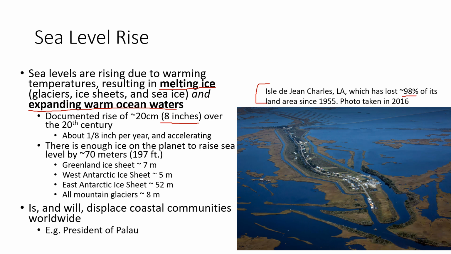If all this ice that we're talking about melts, we could see an increase of 70 meters, which is 197 feet. Now, that's not going to happen for thousands of years. It's going to take thousands of years for all of the Antarctic ice sheet to melt. But just to give you an idea, the Greenland ice sheet alone contains about 7 meters of sea level rise, the West Antarctic ice sheet about 5 meters, the East Antarctic ice sheet 52 meters. This is where the majority of the ice in the world is, and that's where most of the fresh water in the world is. And then if we have all the mountain glaciers that melt, that's about 8 meters of sea level rise. All right.